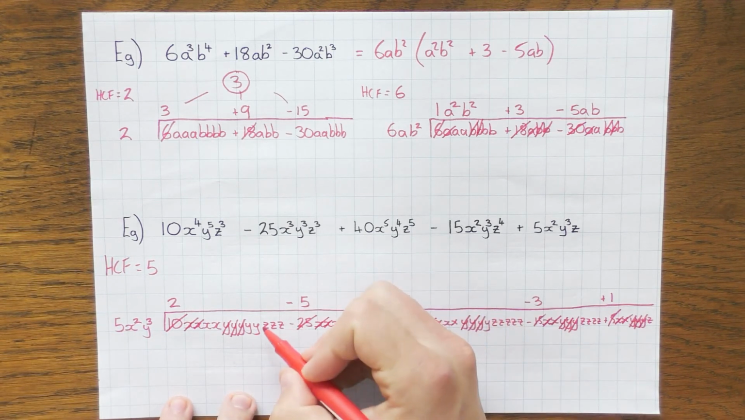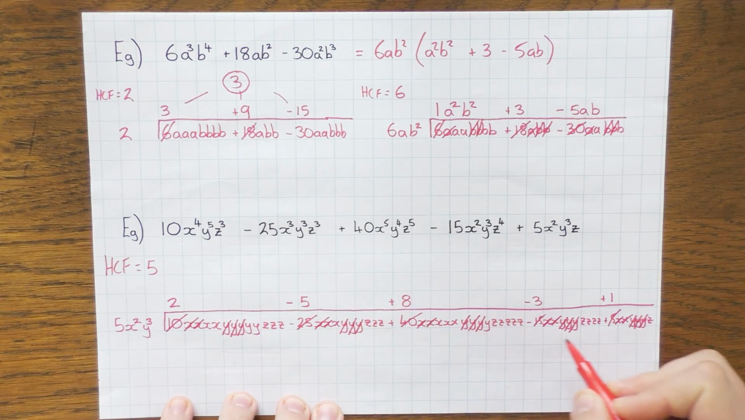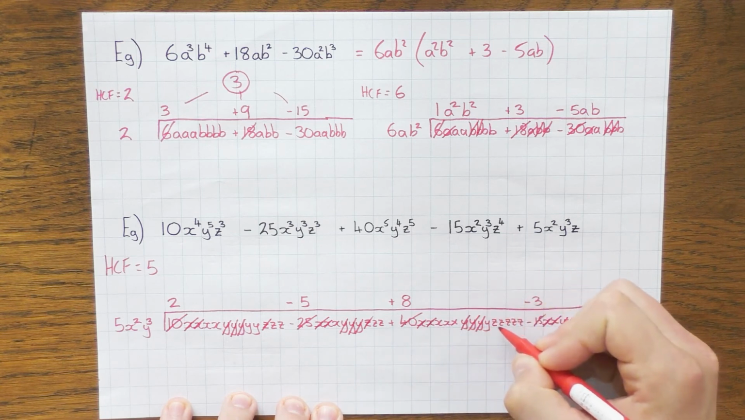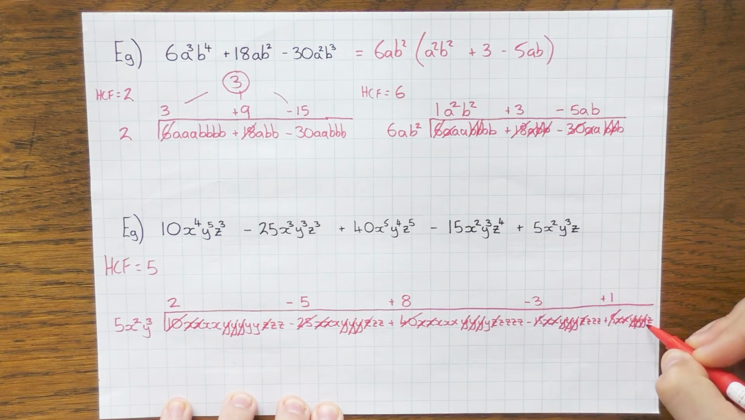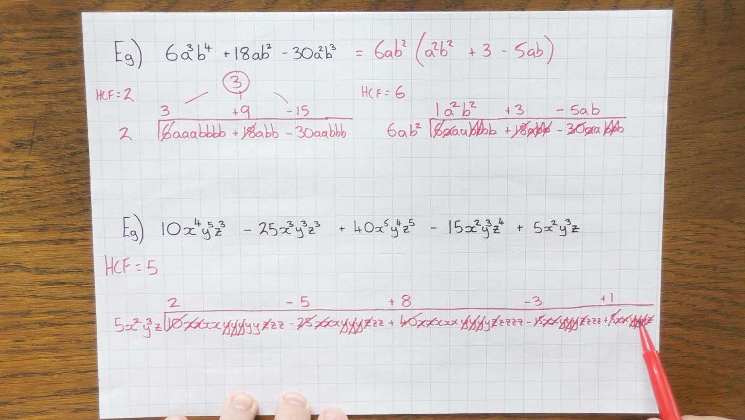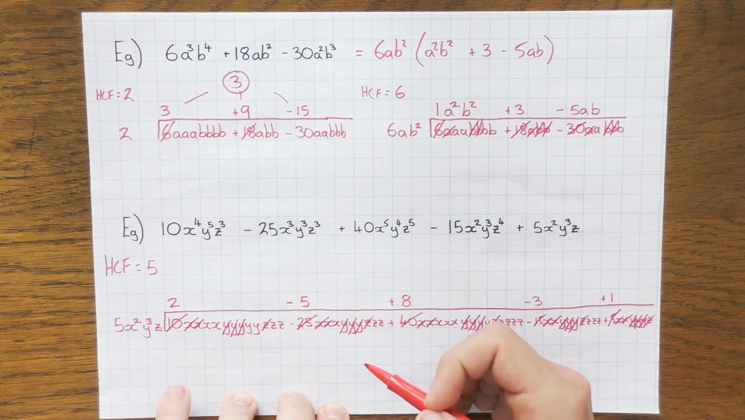So let's have a look at the z's. I've got z there, z there, z there, z there, and one at the end there. So that's it, and I can't take any more out because there's no more z's here. Right, so that's it. I've taken out everything that's common.